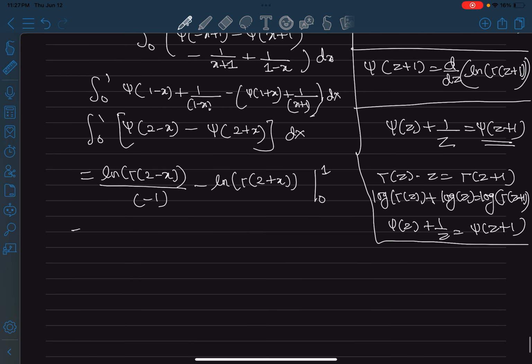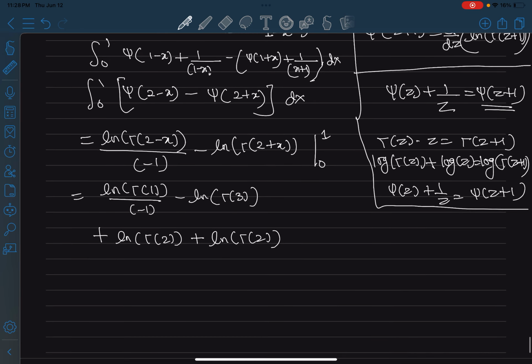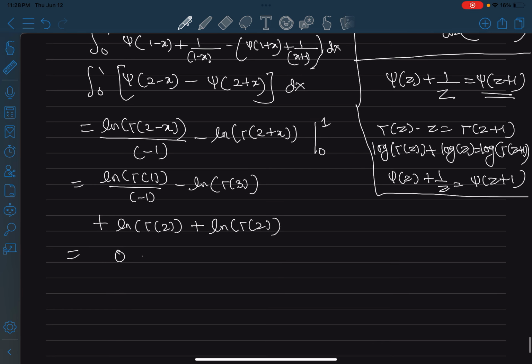And now when x is 1, this becomes log of gamma of 1 by negative 1 minus log of gamma of 3, right? And then after that, this has already a minus sign, so that becomes plus log of gamma of 2, and then that will also become plus, right? And that becomes log of gamma of 2. Now gamma of 1 is 1, gamma of 2 is 1, so this goes to 0. This is minus ln of gamma of 3, which is 2. This is also 0 because ln of 1 is 0, and this is also 0. So we see that the answer is negative ln of 2.